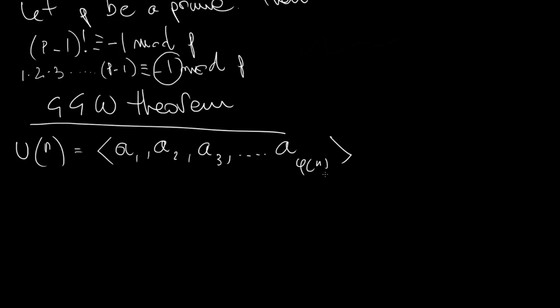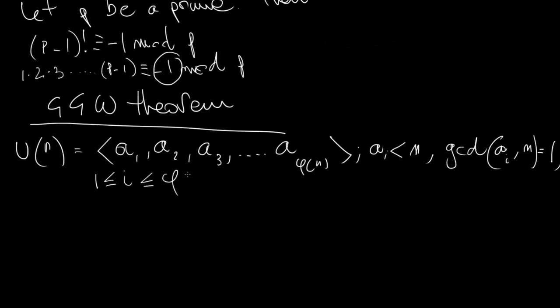First note, why A sub phi of n? Phi of n is Euler's totient function, and the function represents the number of integers less than n that are coprime with n. So obviously there are phi of n elements in this group. To be more precise, we have that A sub i is less than n, and that the GCD between A sub i and n is equal to 1, and we have obviously that 1 is less than or equal to i, which is less than or equal to phi of n.